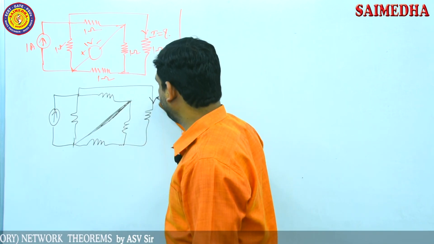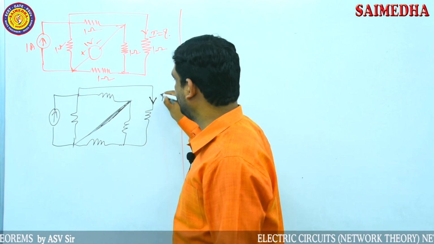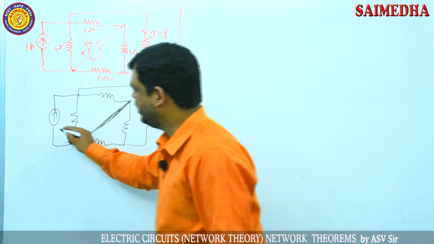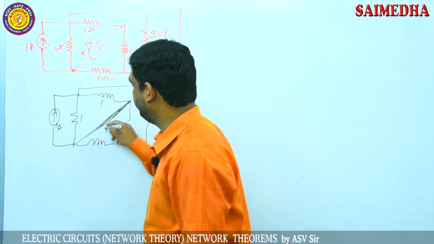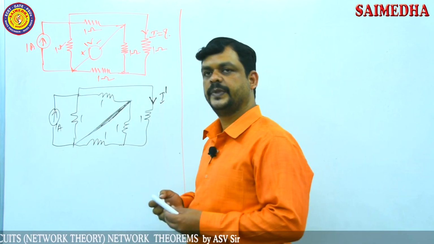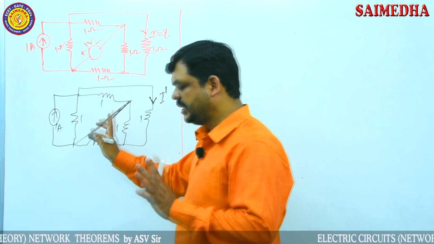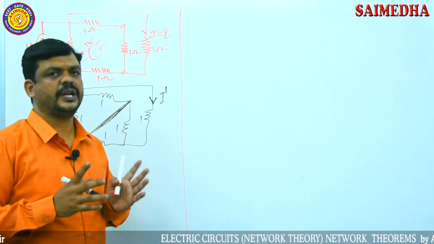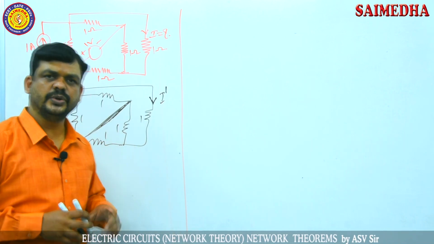Then find the current through this branch. This current is due to one source, that's why I am assuming this is I dash. All the values are 1, so 1 ampere, 1, 1, 1, 1, 1. If the voltage source is short circuited, the complete network consists of only one source, so find out the total resistance, then find the current through that branch.